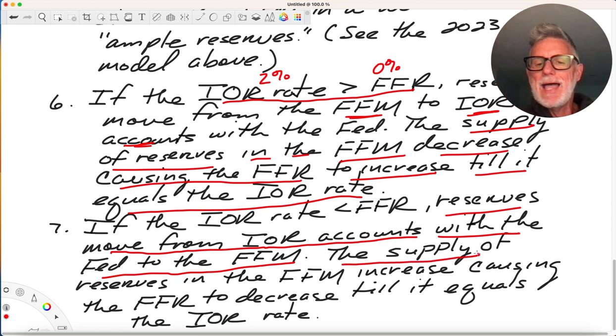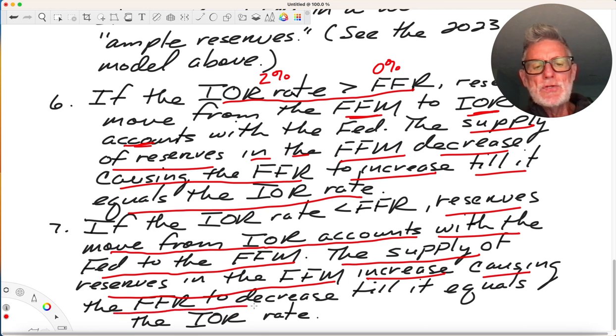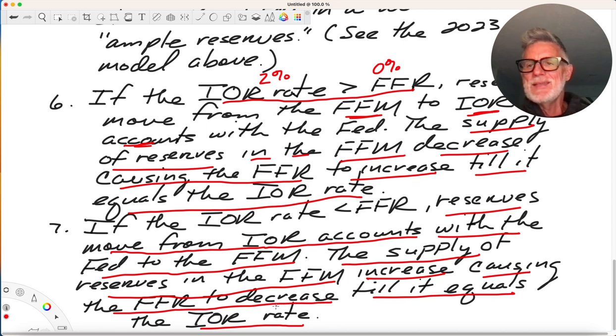The supply of reserves in the federal funds market will what? Increase, causing what? The federal funds rate to decrease. This will happen until it equals, or equilibrates, with the IOR rate. Okay? So again, this is a video, so you can go back and watch it. You can reread this several times.